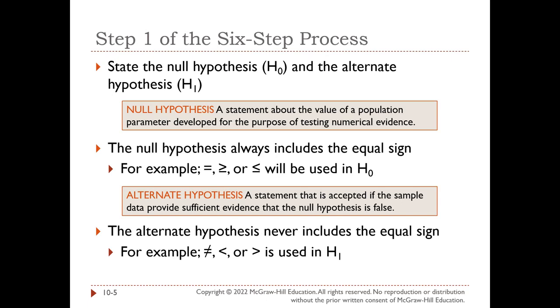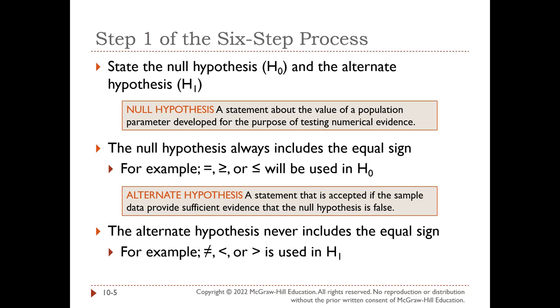Our alternative hypothesis is what you will conclude if you reject the null. Return to the alternative hypothesis only if the data suggests the null hypothesis is untrue. So, basically, the alternate hypothesis is a statement that is accepted if the sample data provides sufficient evidence that the null is false. And they do give us examples.